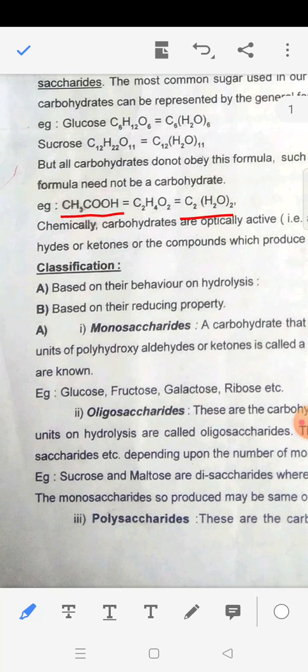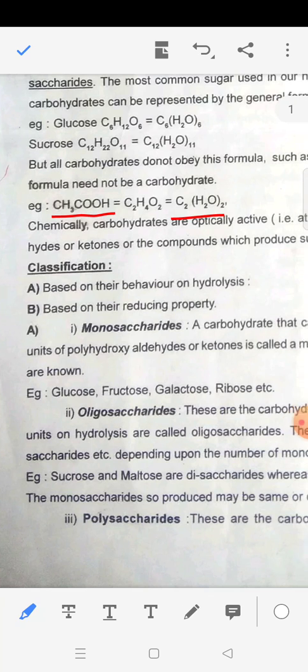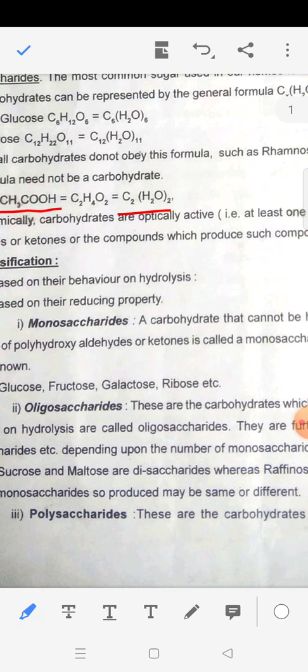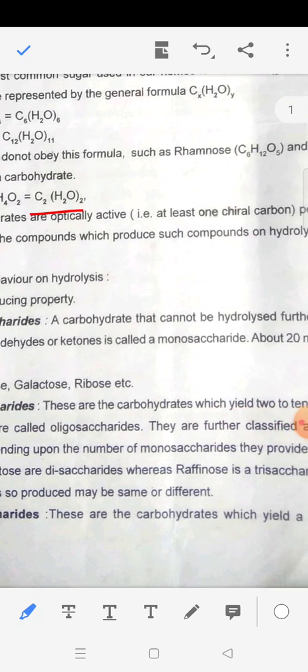So let's go to the classification. Based on their behavior on hydrolysis, they can be classified as monosaccharides, oligosaccharides, and polysaccharides. Now what does that mean? Mono, as the name suggests, monosaccharide means they have one sugar unit. That means those carbohydrates which, when you hydrolyze, do not give you a simpler form are called monosaccharides. That is, they contain the simplest unit of sugar.